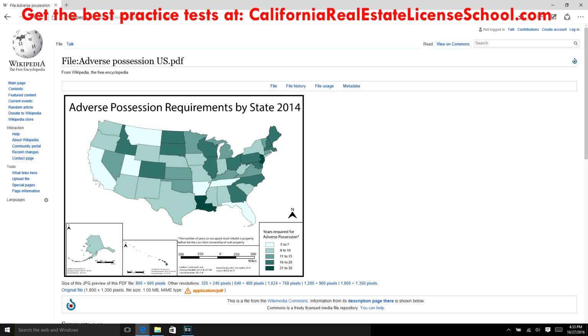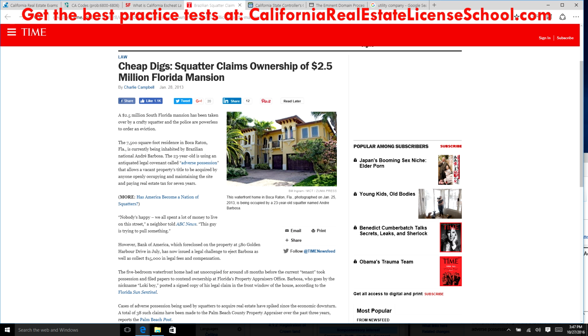But in some other states, their requirements are different. Like, this article is really interesting. It talks about a homeless guy who got into a $2.5 million Florida mansion, and now he's putting in a legal adverse possession claim with the court there, and the police can't do anything. Look at this article. A $2.5 million South Florida mansion has been taken over by a crafty squatter, and the police are powerless to order an eviction.